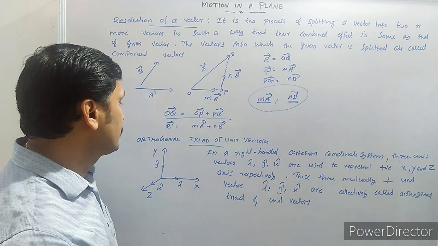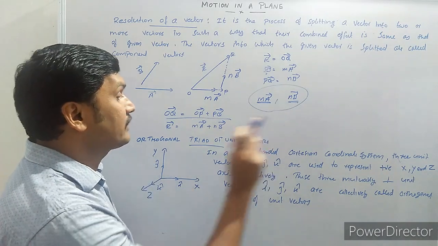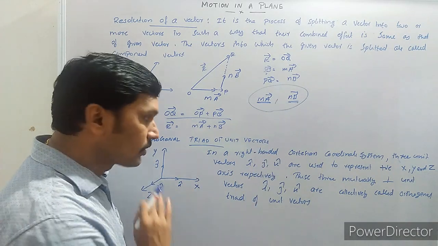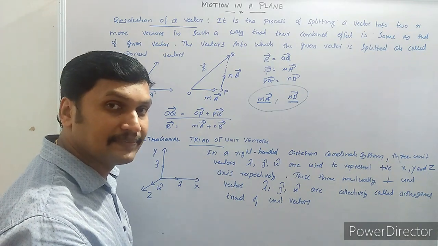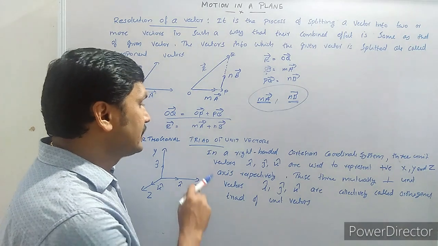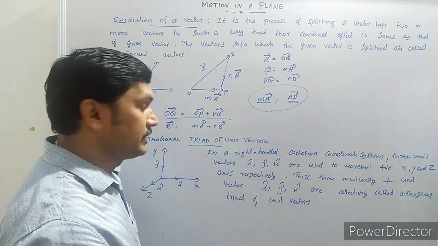Now see another concept, the orthogonal triad of unit vectors. We already know what a unit vector is. Now see what the orthogonal triad of unit vectors is.